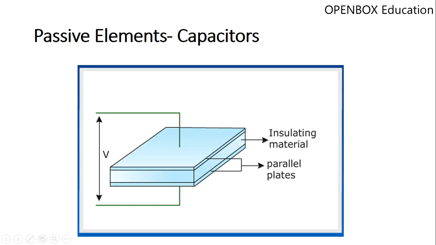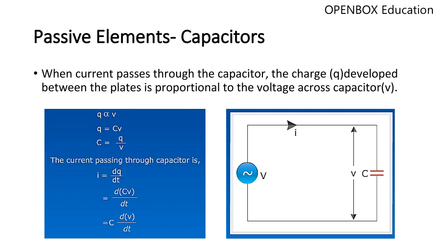Passive elements. Capacitors. A capacitor opposes sudden changes of voltage and it stores energy in the form of an electric field. As shown on the screen, a capacitor consists of two parallel plates separated by air or any insulating material such as mica. Unit of capacitance is farad. When current passes through the capacitor, the charge developed between the plates is proportional to the voltage across capacitor, that is Q is proportional to V. Q is equal to CV. Therefore, capacitance C is equal to Q divided by V.